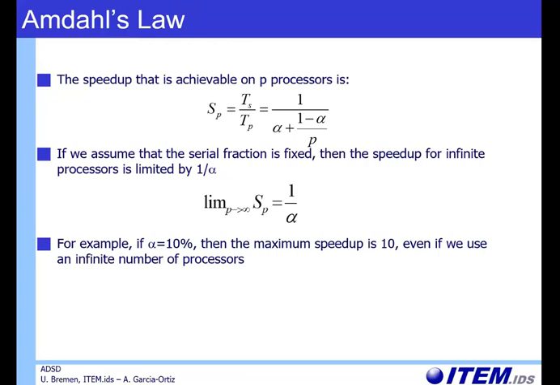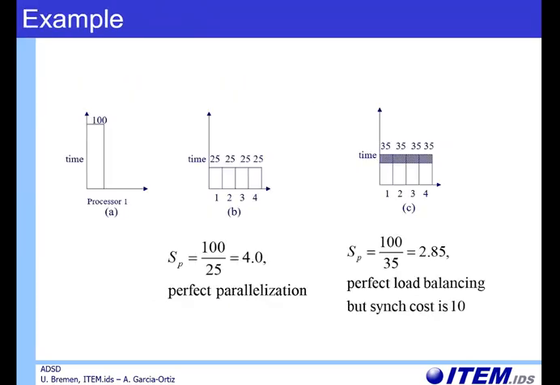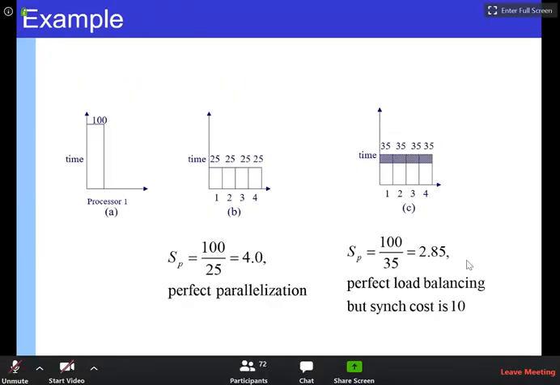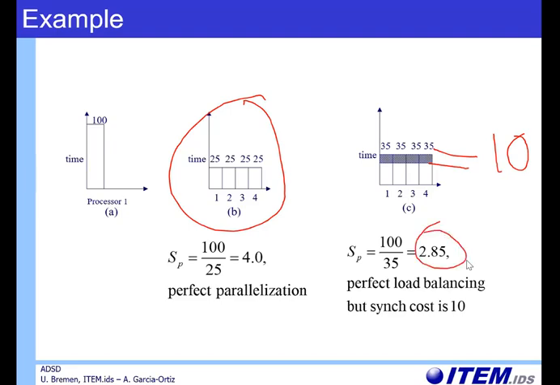So let's move again to the example of this slide. I hope it's clear. Ideally, if you have 100 and you have 4 processors, then everyone should take 25 in the best case. Then here, we are assuming that in addition to these 25, you have a penalty of 10 because of the additional work to share the work, for synchronization, and so on. Because of that, your speedup is smaller. Now let's go to the third scenario.